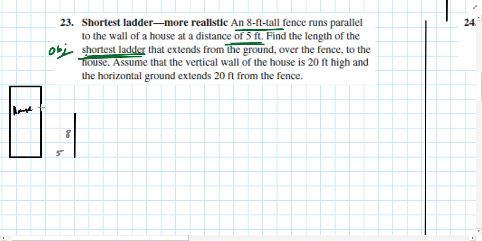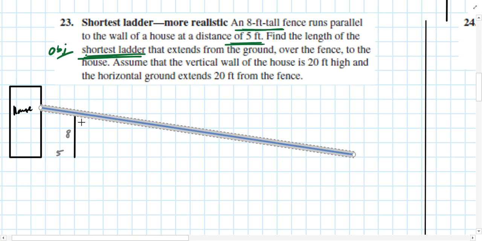Now certainly I could draw a ladder like this that reaches over the fence and bumps up against the house. It would be very unrealistic for that to be the case. And so that's where this 20-foot horizontal ground extension comes into play. They're just reminding us that we only have 20 feet of space out here. And so that's going to limit our position of this ladder just a little bit.